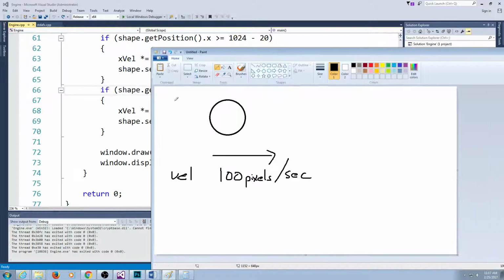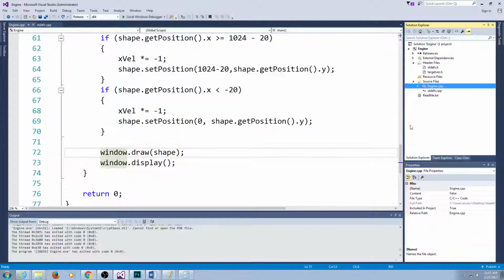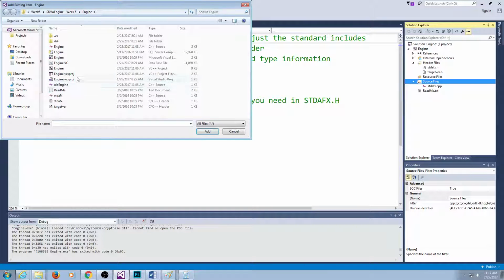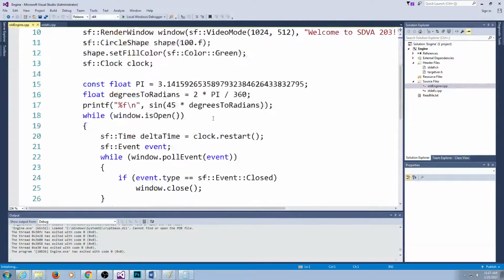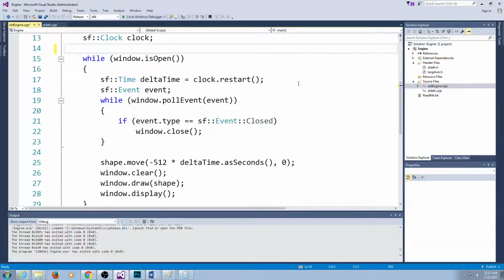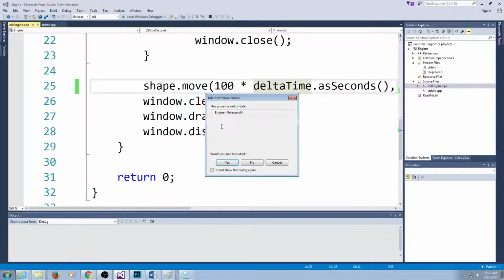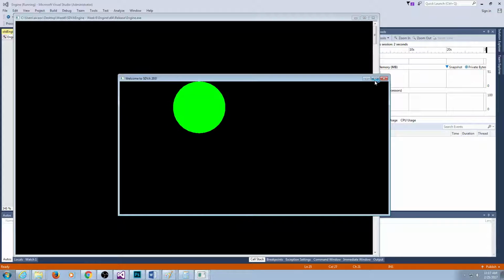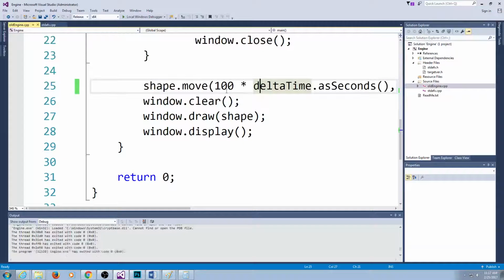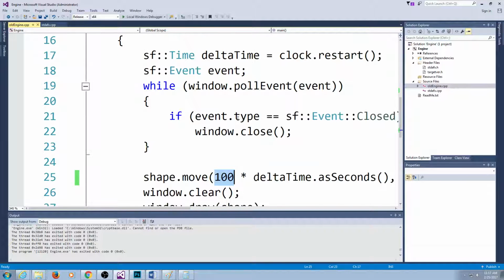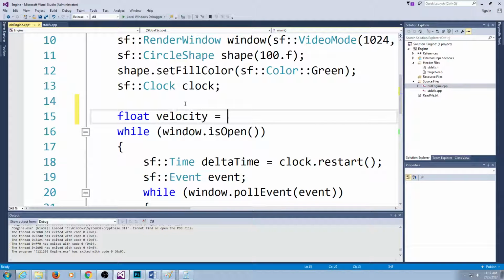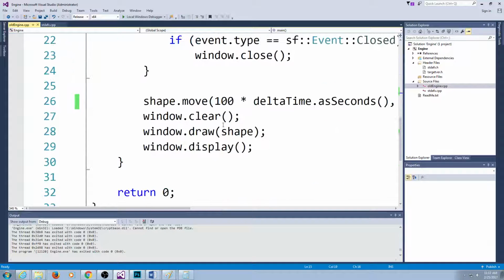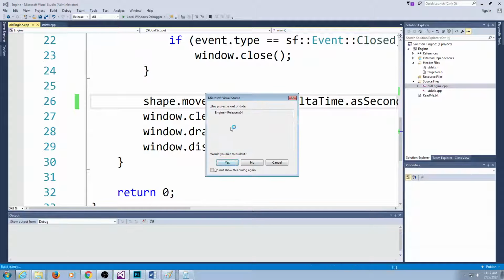Well, in code, let me do this in code here. This is basically what you guys have been doing in lab so far. Get rid of all this. 100 pixels to the right. This is my shape moving to the right 100 pixels per second. Right? That's moving at a constant rate. This represents my velocity. So I can have a variable called velocity, which is equal to 100 here. Use that here instead.